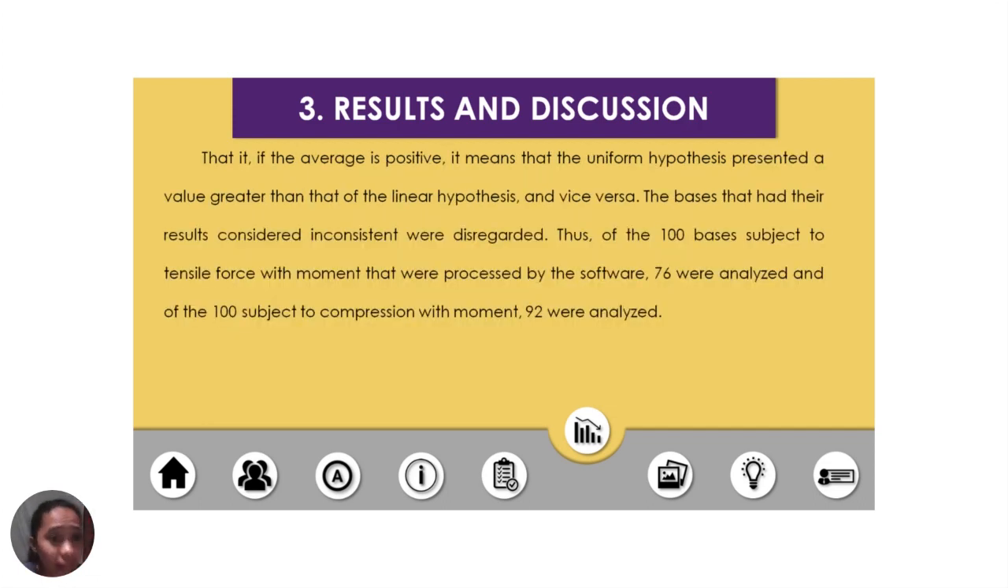So that's it. If the average is positive, it means that the uniform hypothesis presented a value greater than that of the linear hypothesis, and vice versa. The bases that had their results considered inconsistent were disregarded. Thus, of the 100 bases subject to tensile force with moment that were processed by the software, 76 were analyzed, and of the 100 subject to compression with moment, 92 were analyzed.